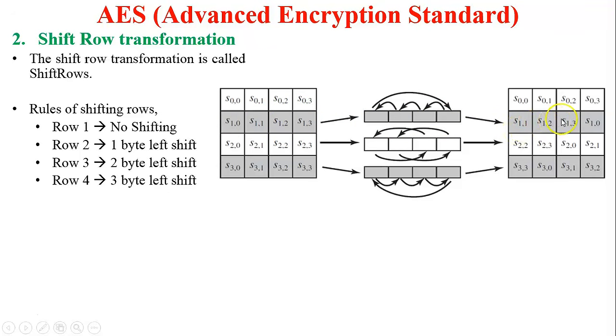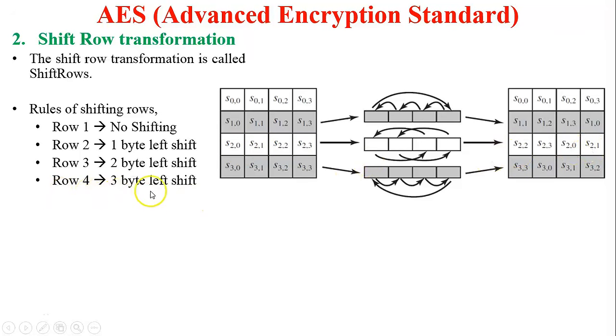S11, S12, S13 and S10 will be left circular shifted and reach here, S10. For row 3 there is a 2 byte left shift. Now in this figure you can see this is 2 bytes, so S22 comes in place of S20. Now you can see here this is a 2 byte left shift.